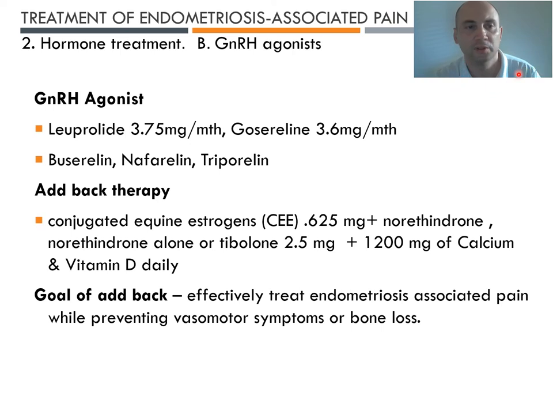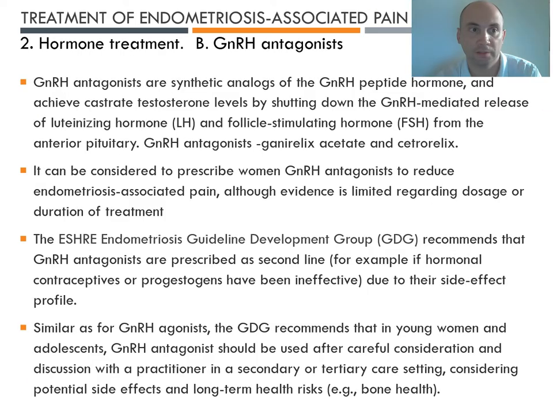For example, gonadotropin-releasing hormone agonists leuprolide, goserelin, buserelin, nafarelin, triptorelin should be used with add-back therapy, conjugated equine estrogens with norethindrone or tibolone, with calcium and vitamin D daily. The goal of add-back is to effectively treat endometriosis-associated pain while preventing vasomotor symptoms or bone loss.